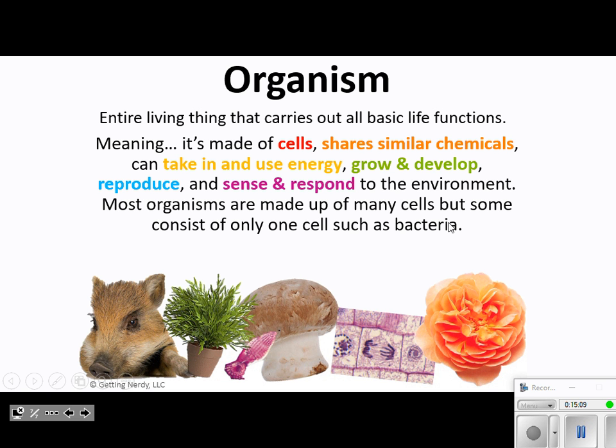Take in and use energy. Obviously, we have to have energy. Once again, we'll talk about how we produce this energy when we get into cellular respiration. We'll talk about how plants make this energy when we talk about photosynthesis. Grow and develop. Living things grow and develop. Living things reproduce. And finally, sense and respond to stimuli. All living things will sense and respond to stimuli. So those are the characteristics of living things.